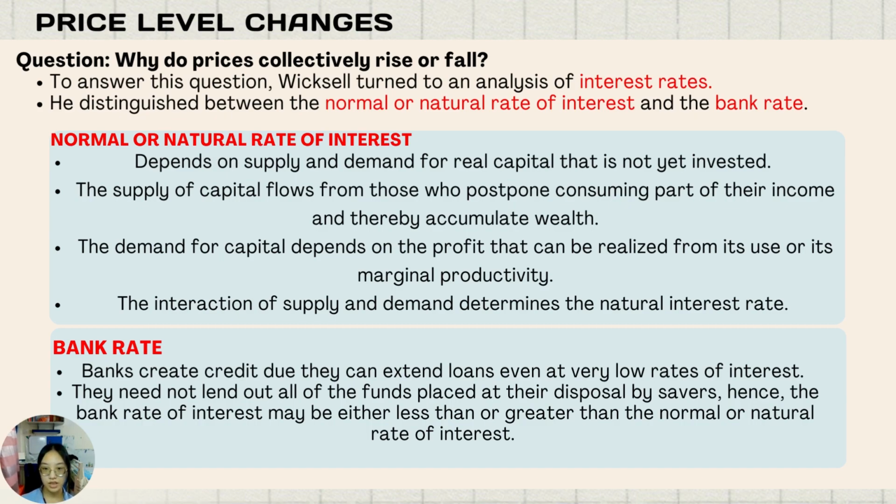To answer these questions, Wicksell turned to an analysis of interest rates. He distinguished between the normal or natural rate of interest and the bank rate. The normal or natural rate of interest, he says, depends on supply and demand for real capital that is not yet invested. The supply of capital flows from those who postpone consuming part of their income and thereby accumulate wealth. The demand for capital depends on the profits that can be realized from its use, or its marginal productivity. The interaction of supply and demand determines the natural interest rate.